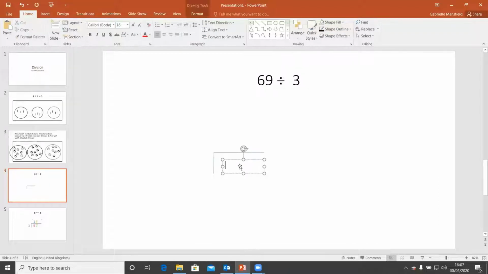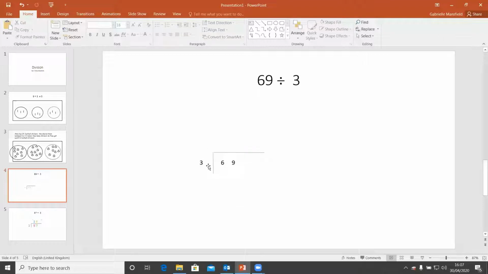My first step is to write my number 69 on the inside of my bus stop. And I'm going to put the number 3 on the outside of my bus stop, because I'm trying to find out how many times 3 is going to go into my number 69. How many times will it go in?